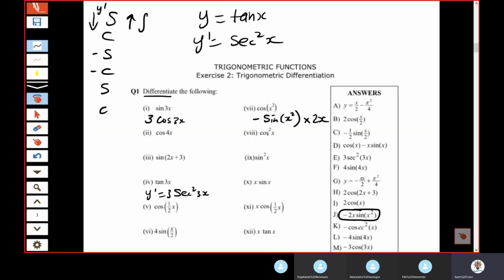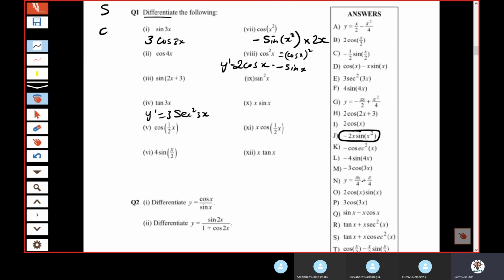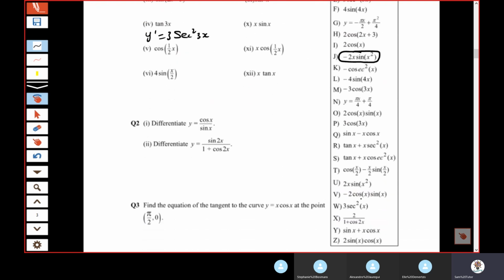What about cos squared x? That's a bit different to cos x squared. Anyone have any ideas of how they would differentiate cos squared x, which in other words is this? Chain rule. Chain rule, correct. So you bring the 2 down: y dash is 2 cos x, take away 1 is just that, times the derivative of cos, which is negative sine x. And of course you just rearrange and make it negative 2 sine x cos x. So it looks like that one there.